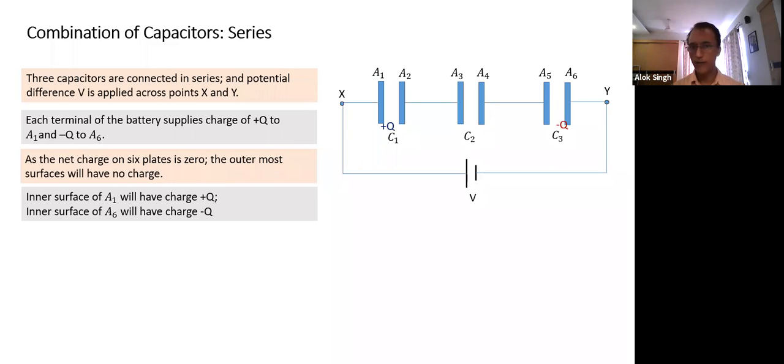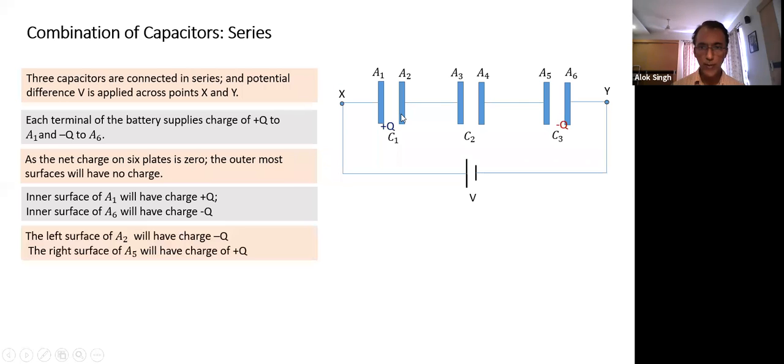Why does something more have to happen? If this face has charge plus Q, the opposite face has to have minus Q. Then only, if you take a Gaussian surface, the net charge inside will be 0. So if the inner surface of A1 has charge Q, the left surface of A2 has to have charge minus Q, and where this charge is minus Q, the facing surface has to have plus Q. That's the next point. Is that easy enough? I hope this point is also clear. I've written all the points in detail. If you have not understood, you can go through that again. So that's the next step.